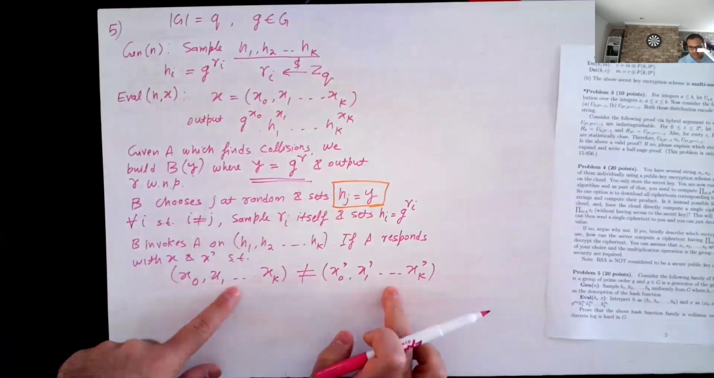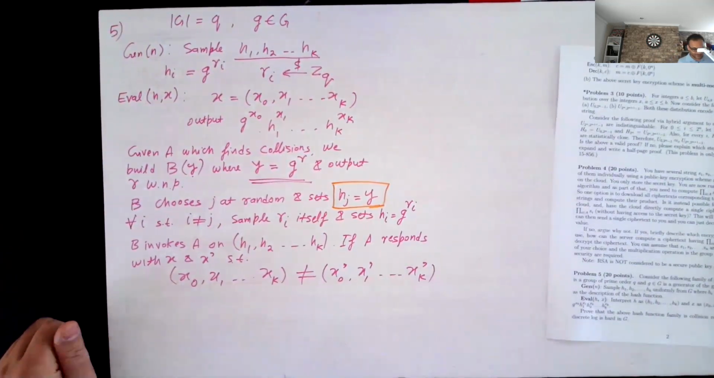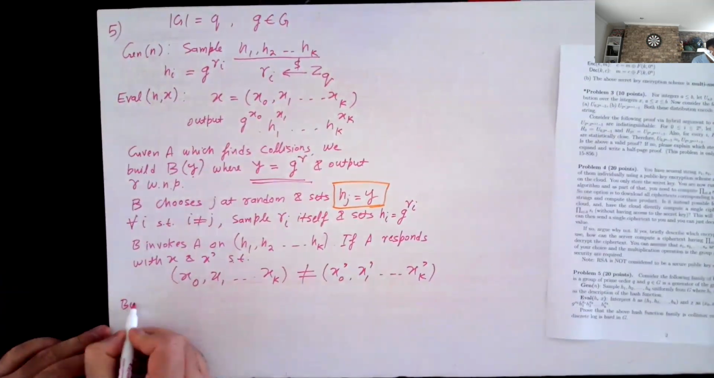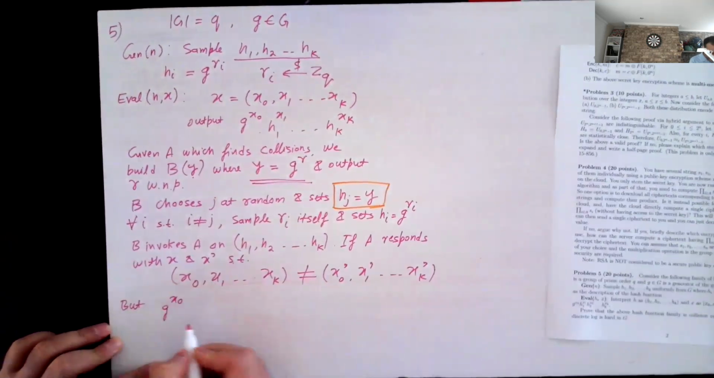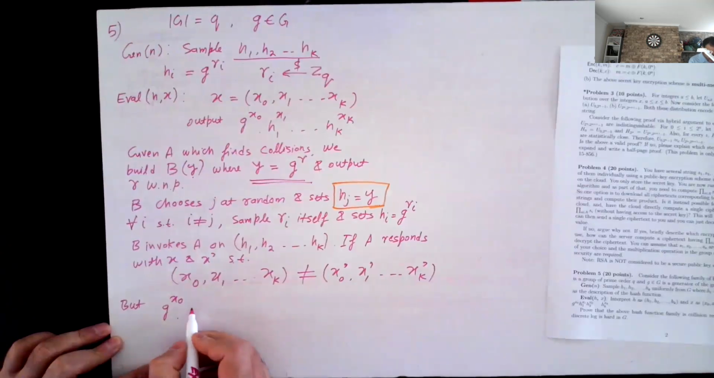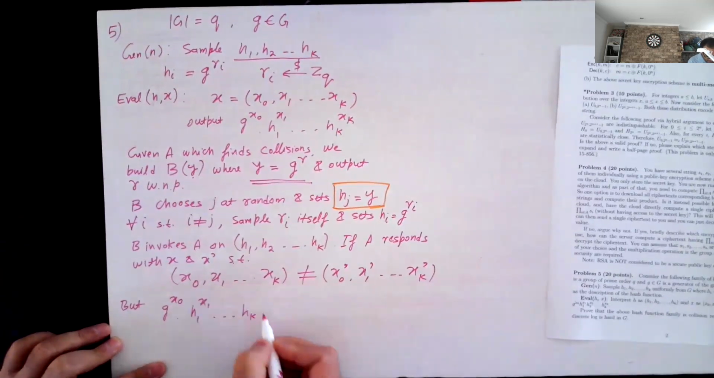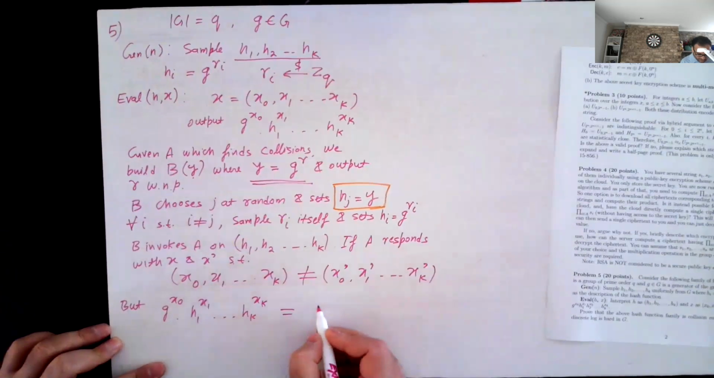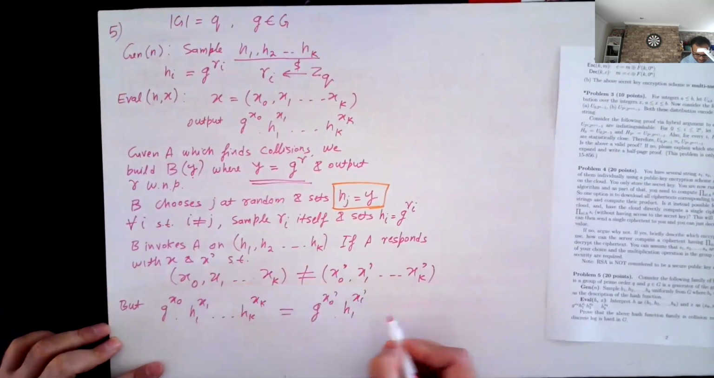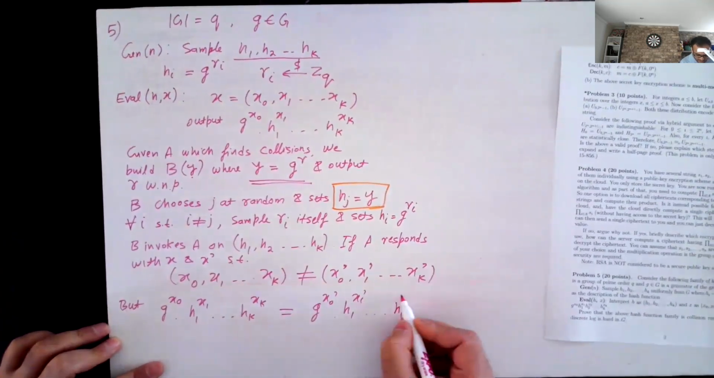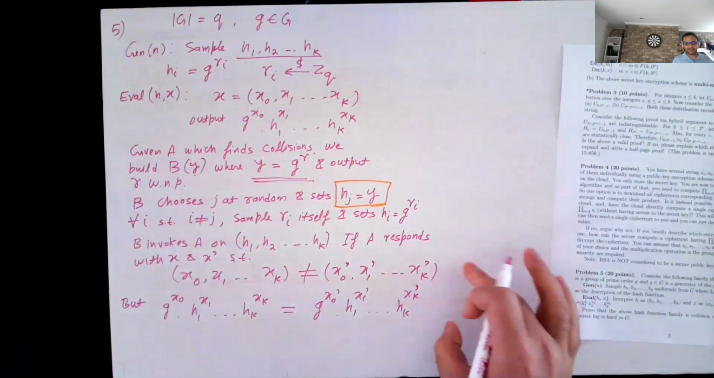So these 2 inputs are not equal. On the other hand, the output of the hash function on these 2 inputs is the same, which means g to the power x0, times h1 to the power x1, up to hk to the power xk, is actually equal to g to the power x0 prime, h1 to the power x1 prime, up to hk to the power xk prime. Okay, so A responds with inputs which satisfy this condition.